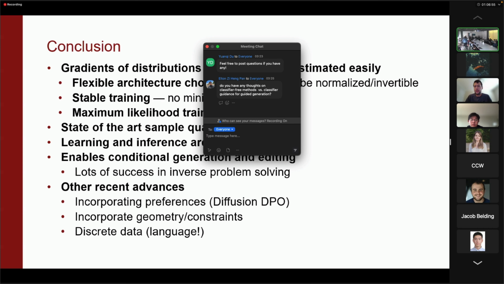Yeah, so it looks like we have a question from the chat. In the chat, Elton Z asks, do you have any thoughts on classifier-free methods versus classifier guidance for guided generation?